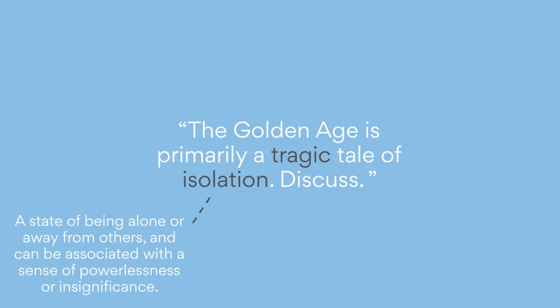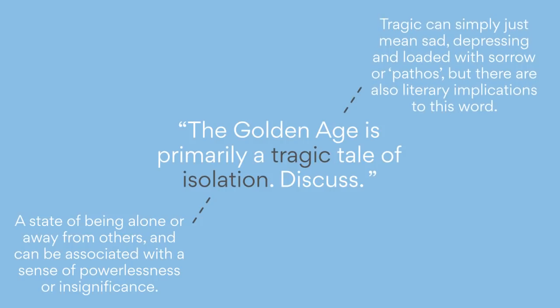Isolation is a state of being alone or away from others, and can be associated with a sense of powerlessness or insignificance. Tragic can simply mean just sad, depressing, and loaded with sorrow or pathos, but there are also literary implications to this word. You might have done a tragic Shakespeare play and learned this before, but in general, a tragic story centers on a hero who encounters misfortune and treats their demise in a serious or solemn way. Note that a good essay will discuss both these terms and will address not only isolation but also the question of whether or not it is treated tragically.